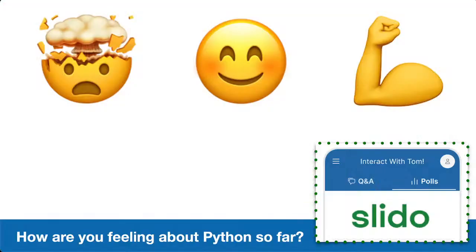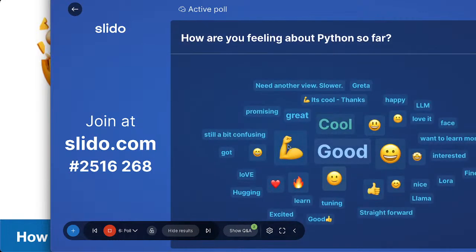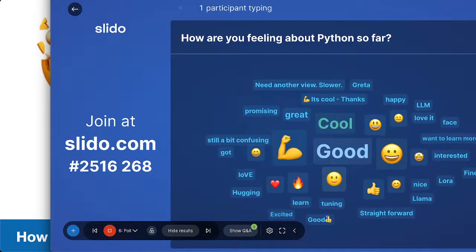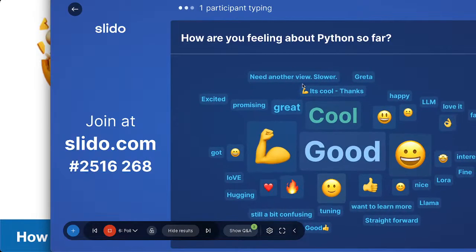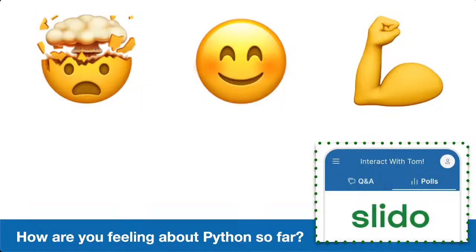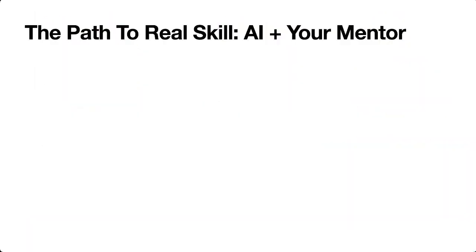So let me check what you told me about your current feelings about Python. Good, cool, lots of happy faces, want to learn more, still a bit confusing, promising, great, happy, LLM, llama, straightforward, good, tuning, excited, very cool. Thank you for letting me know, that's fantastic feedback.